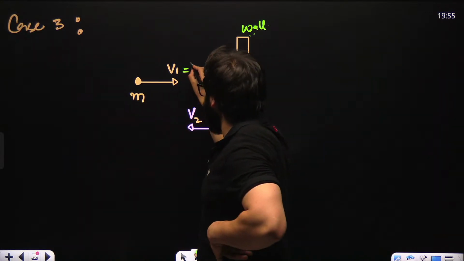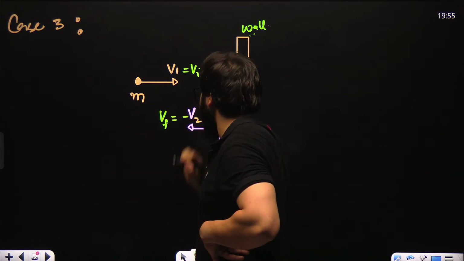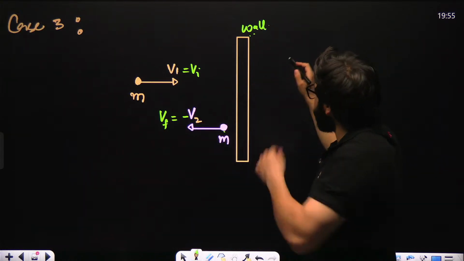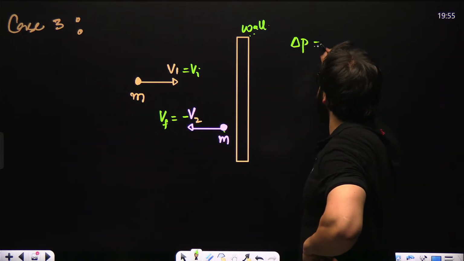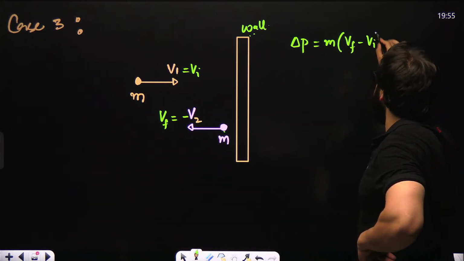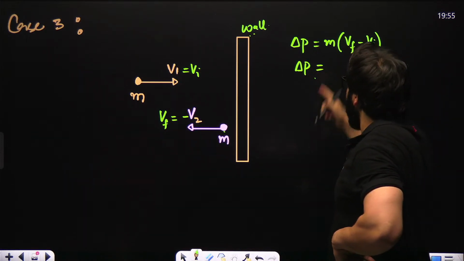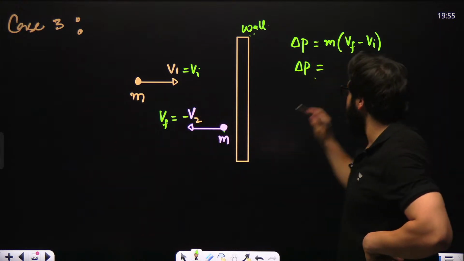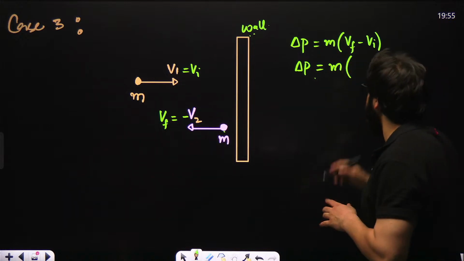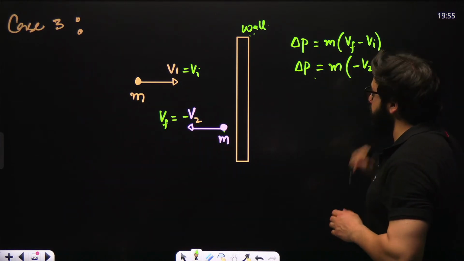Can I say this is the initial velocity over here and this is the final velocity over here, and I write it negative? Why? Because it's towards left. So here I can write delta P is simply mass into final velocity minus initial velocity. So delta P is equal to, the mass of the ball is m. What is the final velocity? Final velocity is minus v2. So this is minus v2. Then minus v1.